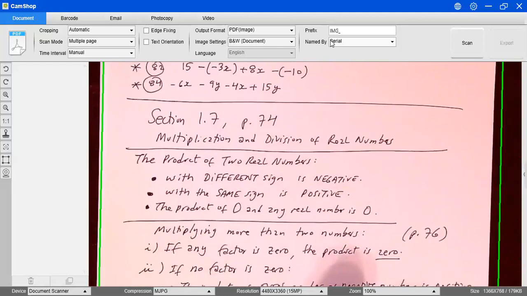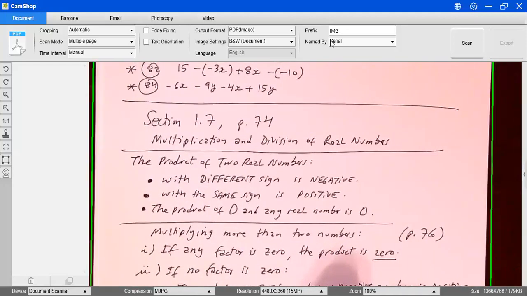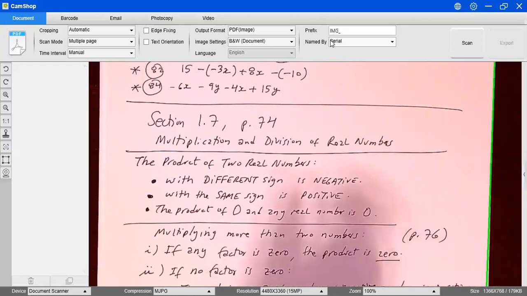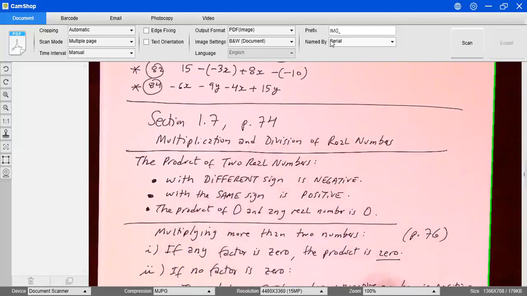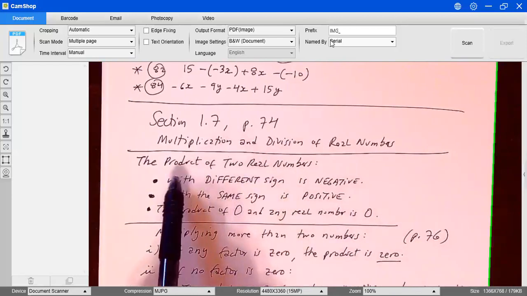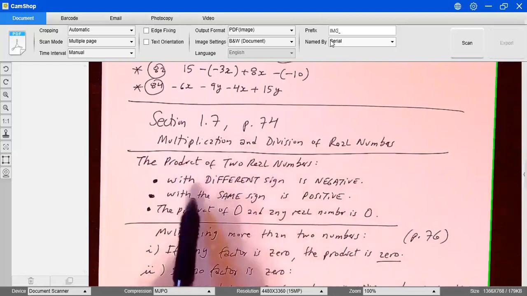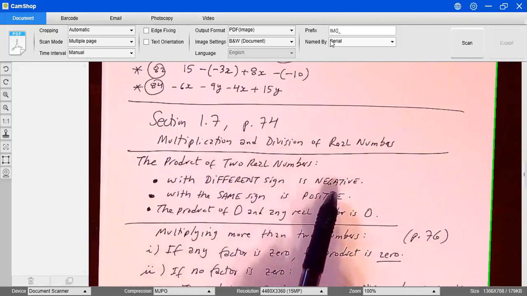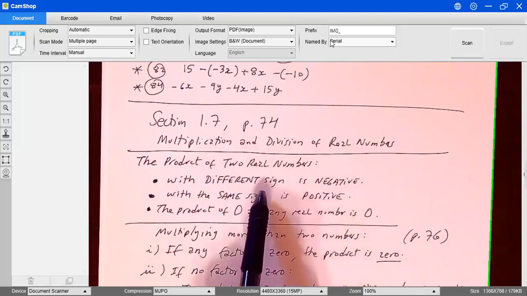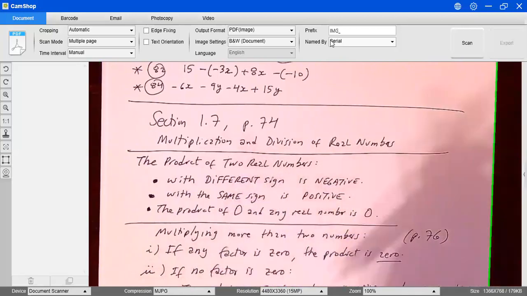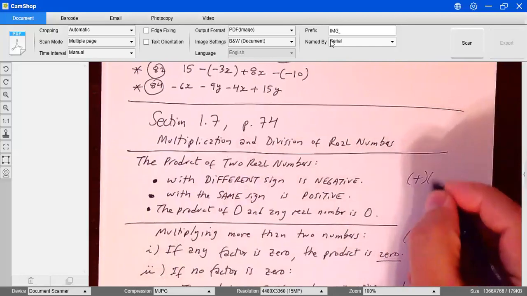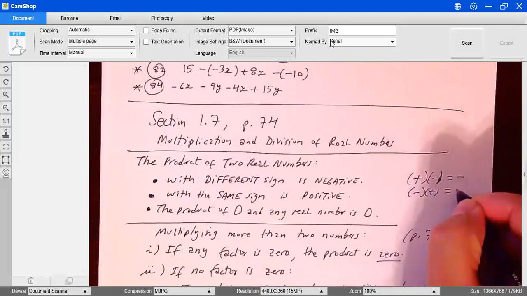So when you multiply real numbers, you're going to use the rule of signs that you just learned from previous sections. I'm just going to emphasize this because this is the way that your book shows the rule of signs. They say on page 74, the product of two real numbers with different signs is always negative. So if you multiply positive and negative, you get negative, or negative and positive, you get negative in both cases.